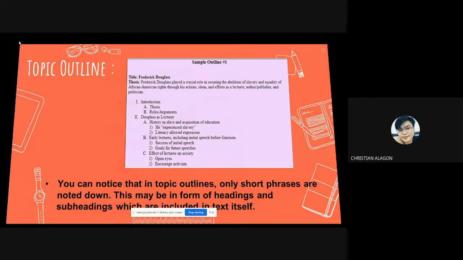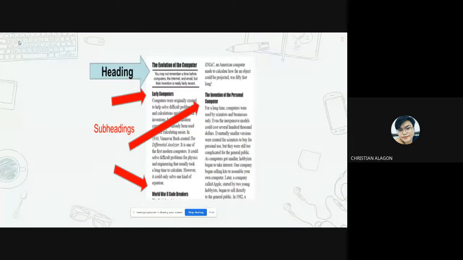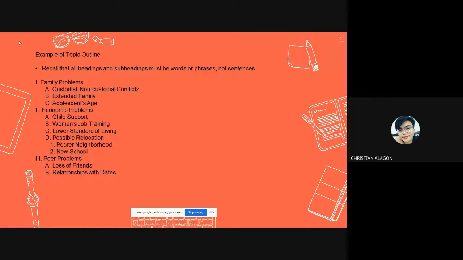The next example is, what I mentioned earlier, that in topic outlines, short phrases are noted down. This is informed by headings and subheadings. As you remember, in our book we have headings. They are the main topic, and the subtopics will be the subheadings. That is how to make a topic outline. And we have here an example of topic outline.